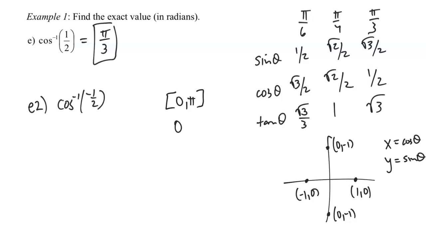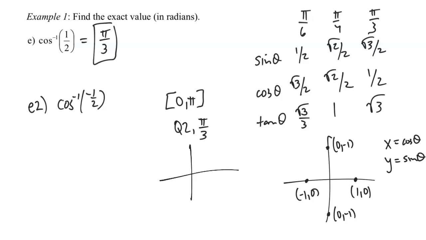and so that means that the answer to this is going to have to come from quadrant 2, and it's going to have the same reference angle that our answer in E1 had, which was pi over 3. So again, why was it pi over 3? Because cosine inverse of 1/2 means pi over 3. But I've got to have the angle in quadrant 2 that has a reference angle of pi over 3.